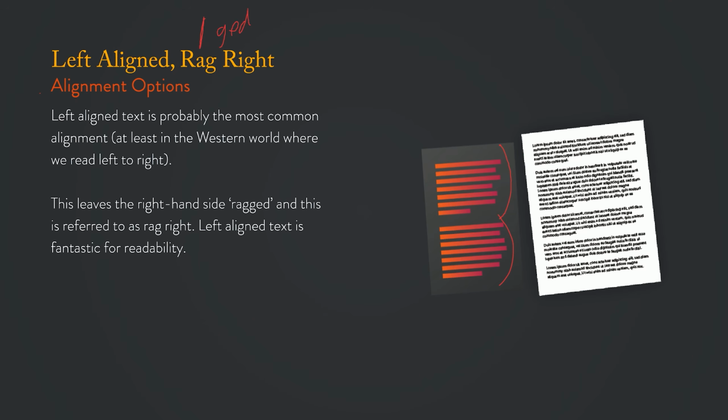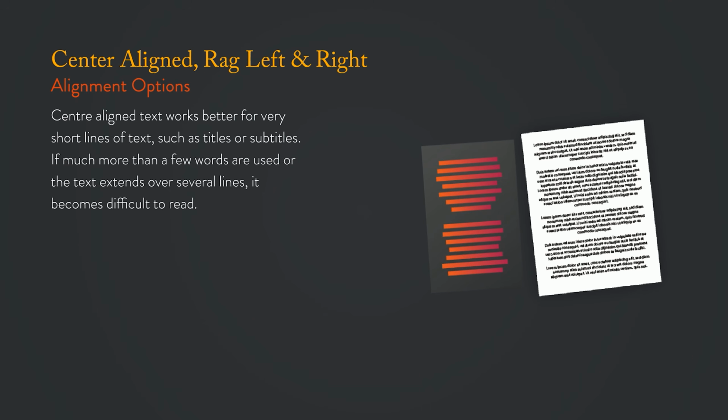It's probably the most common alignment, at least in the Western world, where we do read left to right. Obviously, if you're in Asia and they read right to left, then that's not going to be the most common one. It leaves the right-hand side ragged, and it's referred to as rag right. It's great for readability in the Western world. Center-aligned, rag left and right. It works better for short lines of text, such as titles or subtitles or taglines, anything that only has a few words in it. Much more than that, and if it extends over several lines, it just becomes difficult to read.